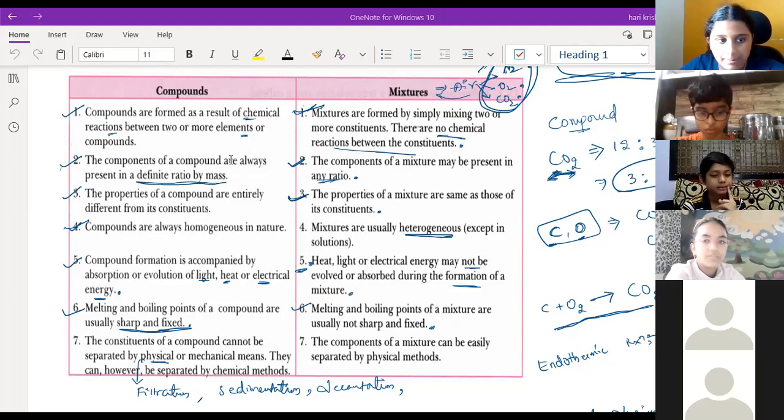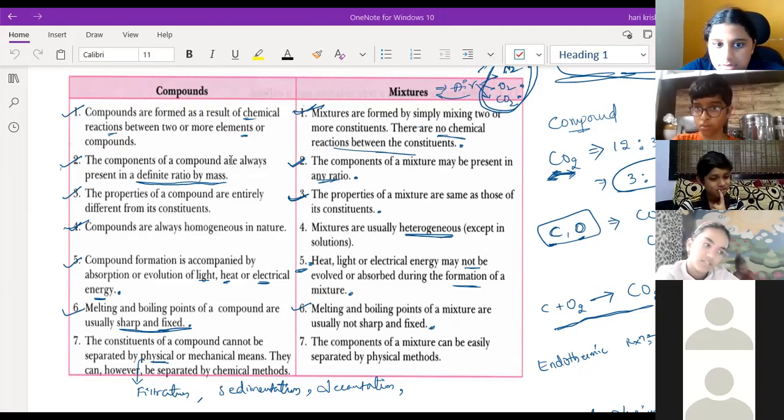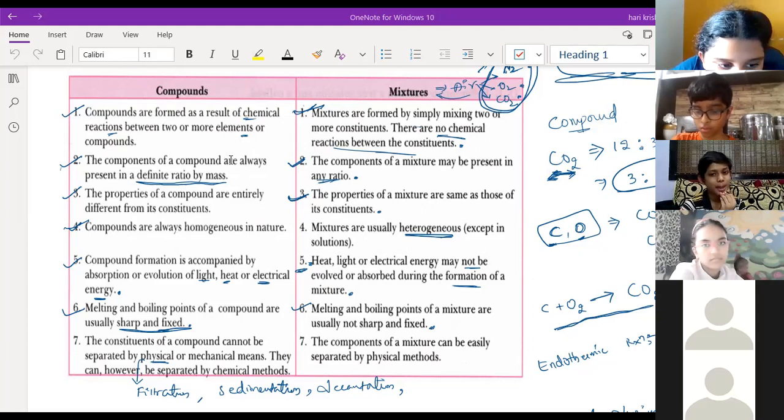No, sir. Then mixture can be of 2 types. One is a homogeneous mixture, the other one is a heterogeneous mixture. What is the meaning of homogeneous and what is the meaning of heterogeneous? Anyone? Sir, I don't know, sir. Can you repeat the question again? What is the meaning of homogeneous mixture? What is the meaning of heterogeneous mixture?